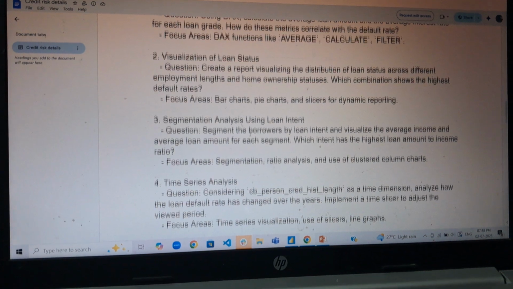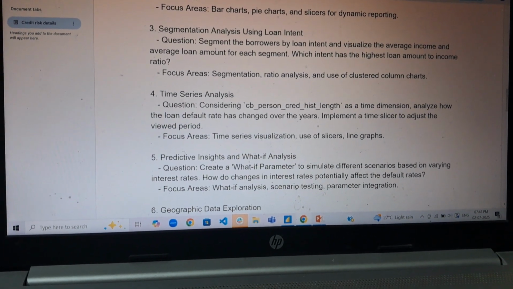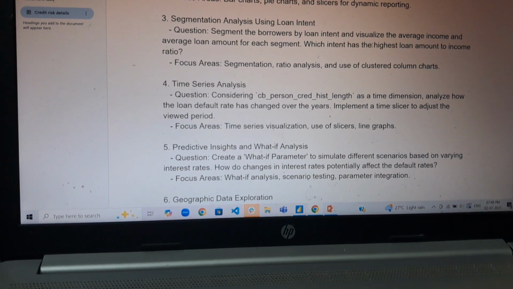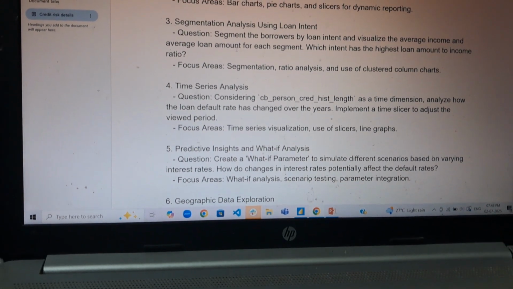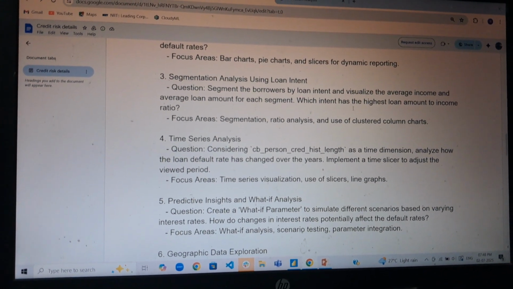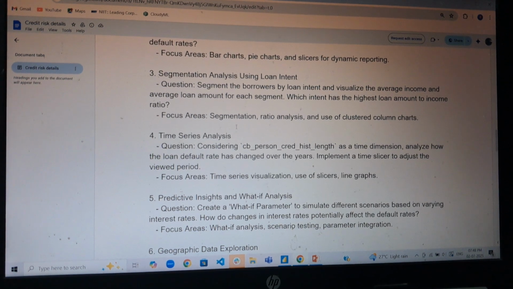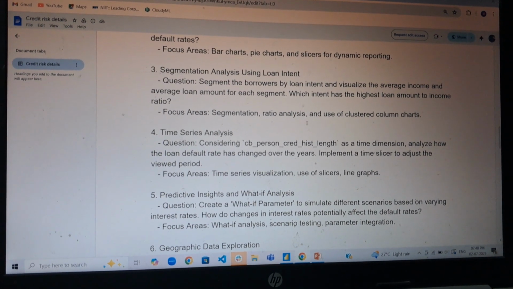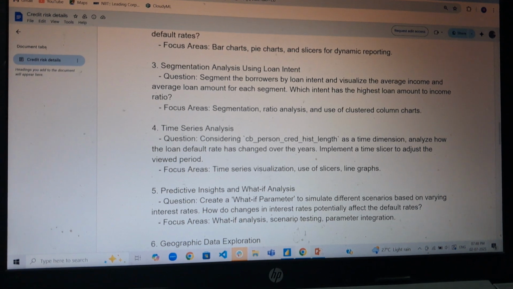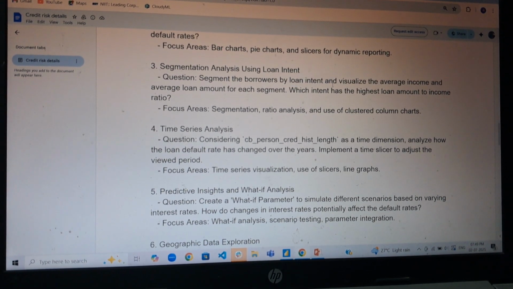Coming to the third question, segmentation analysis using loan intent. Here we segment the borrowers by loan intent and visualize the average income and the average loan amount for each segment. We are also going to calculate the highest loan amount to income ratio, using segmentation ratio analysis and clustered column charts. First we need to calculate the loan intent.